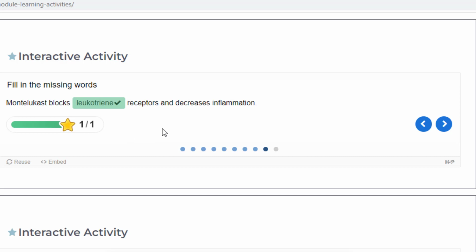Okay, so that was our first interactive activity with respiratory.